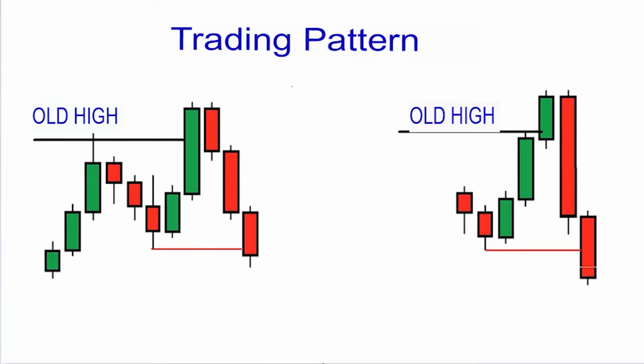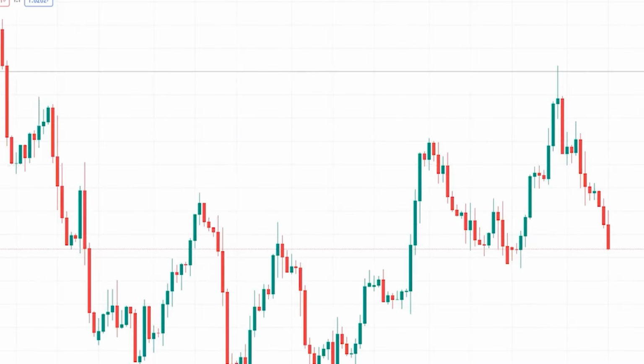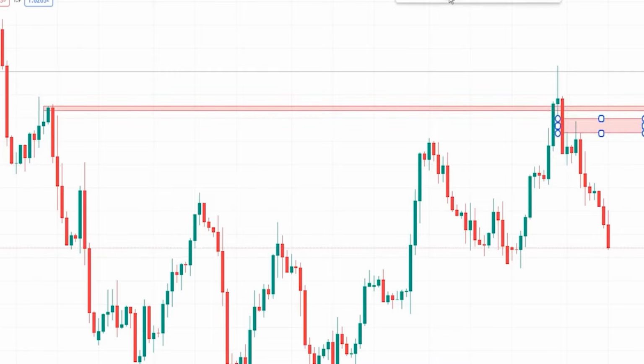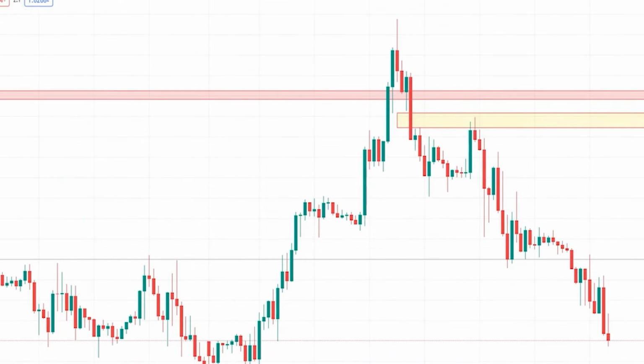Let's move to a real chart, the GBP/CAD pair on H4. We see a liquidity sweep from a previous high, followed by the formation of an imbalance. Switching to a lower time frame, we refine the imbalance, which appears slightly smaller.